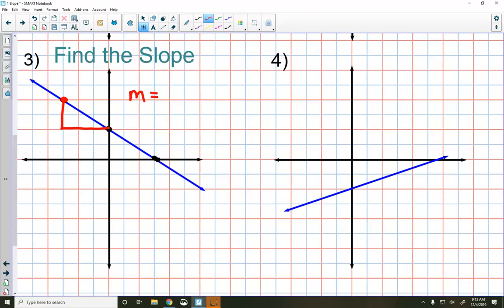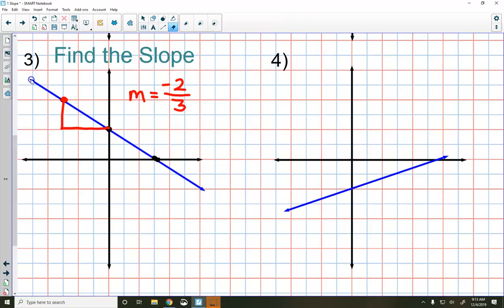So I'm saying our slope, right? Remember, it's the vertical change, the rise over the run, the horizontal change. So because we went down 2, that's a -2 movement. Again, we already know our slope has to be negative because it's going down from left to right. We went to the right 3. So our slope is -2/3.